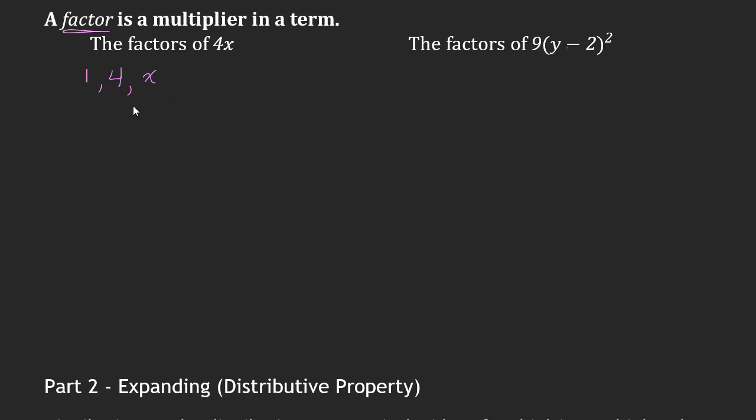For example, 1. 1 is a factor because I can say that 4x can be written as 4x times 1. I can also say that 2 is a factor because the number 4 can be written as 2 times 2. And so my factors could be 1, 2, 4, 4x even, x. I've got a lot of different ways that I can say the factors of this particular term.